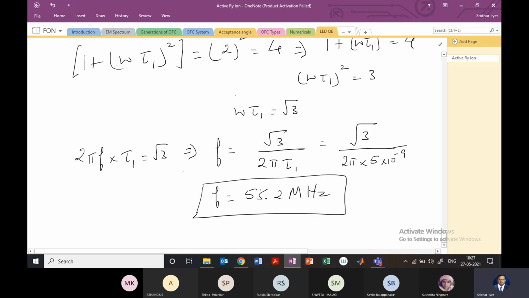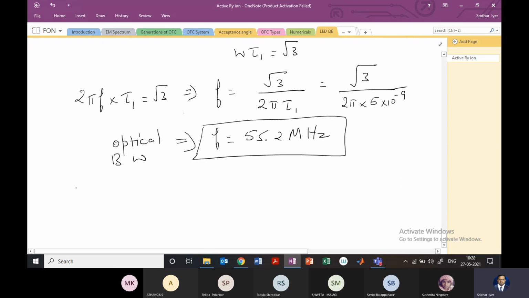55.2 megahertz. Right now, all of this is in the optical domain because we have considered the carrier lifetime of an LED, which is 5 nanoseconds. That means the input was given as the electrons, and this much is the timeline for those carriers, right?